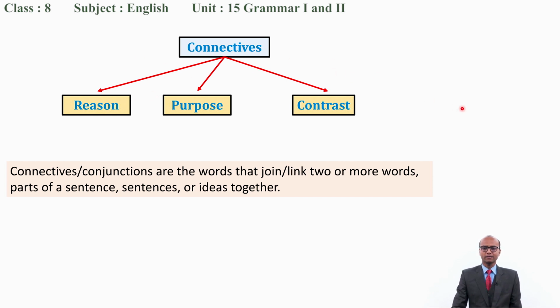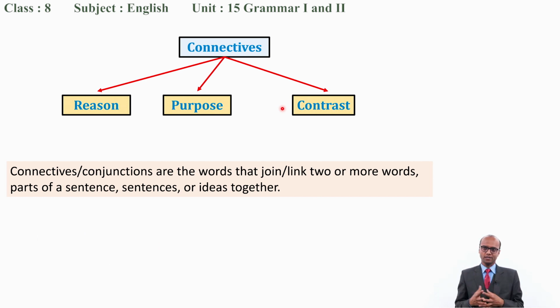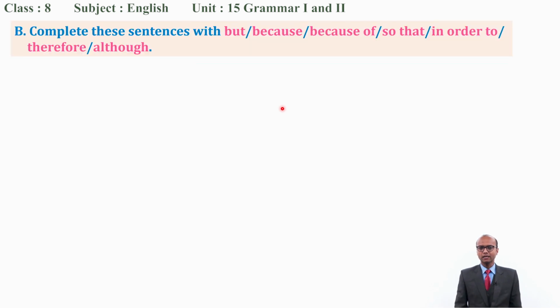Although there are other connectives as well, for example, time connectives and so on, we are going to discuss only these three types in today's class. Others will be discussed in other classes, or else you can find them yourselves. Please make sure that you have clear ideas about different types of connectives. Okay students, let's see the activity first and then we'll discuss their uses as well.